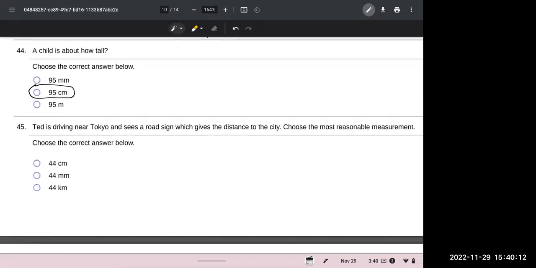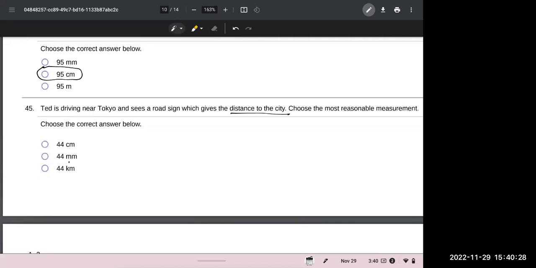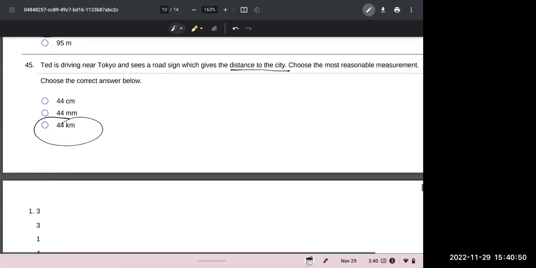Number 45, Ted is driving near Tokyo and sees a road sign which gives the distance to the city. So choose the most reasonable measurement. For distance in the metric system, you're going to see signs which have kilometers. So 44 kilometers, okay. When we're talking about driving distance, here in the United States we give it in miles. In most of the countries, the driving distance is given in kilometers.